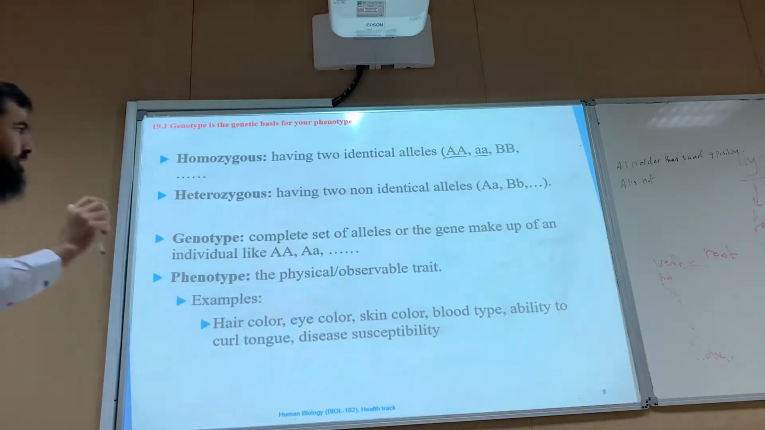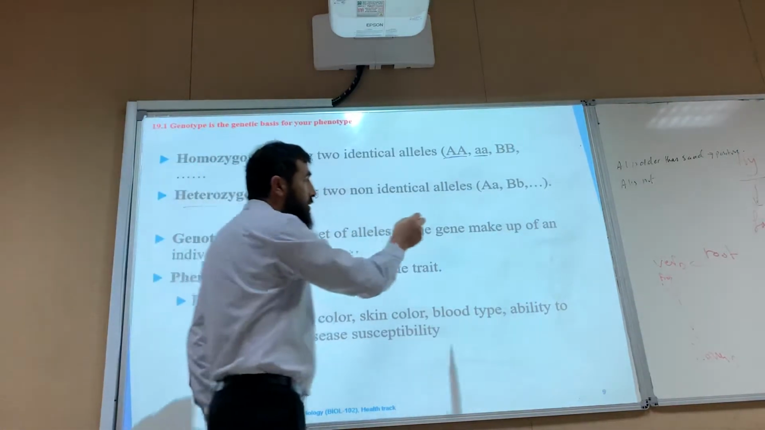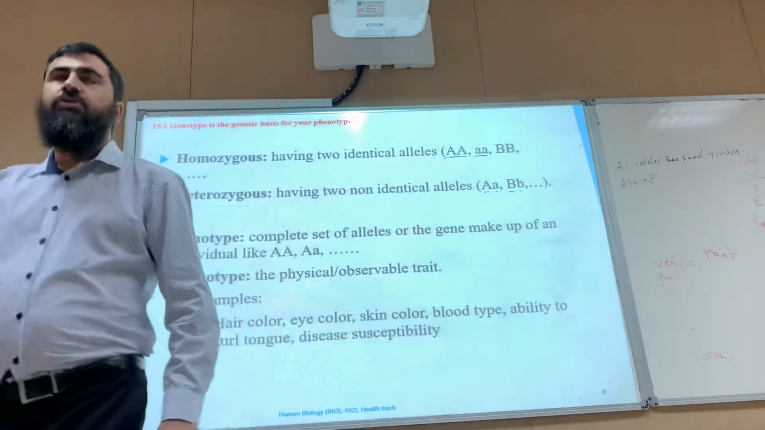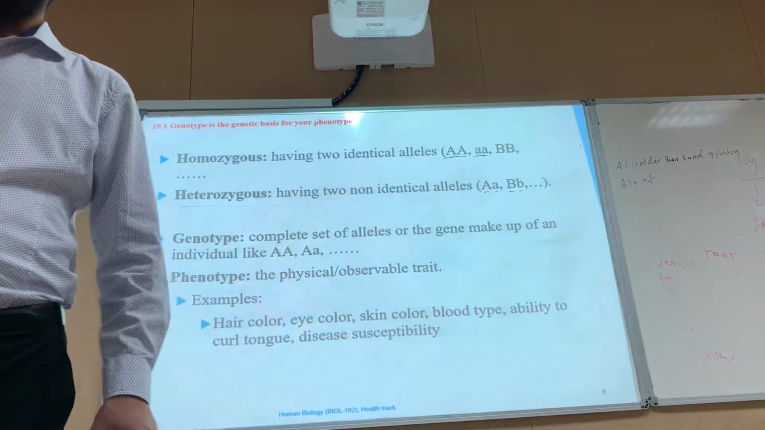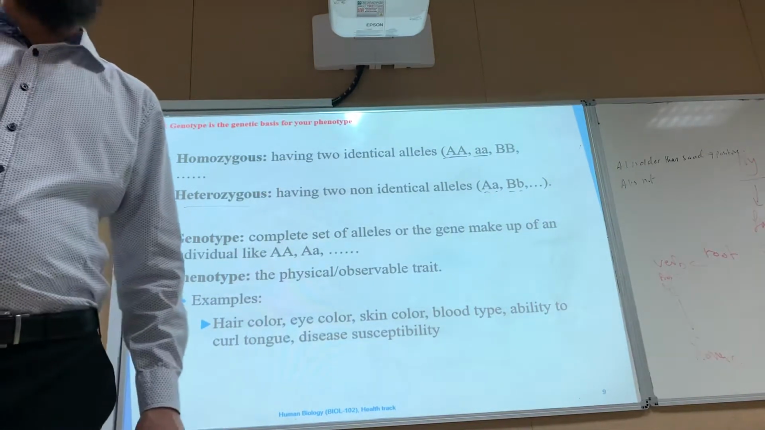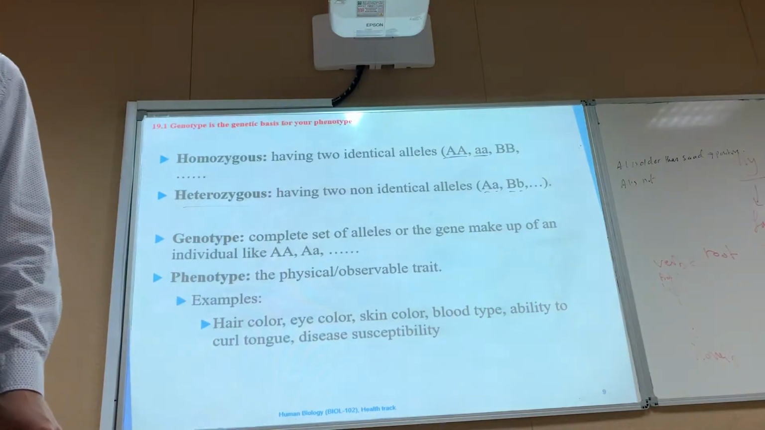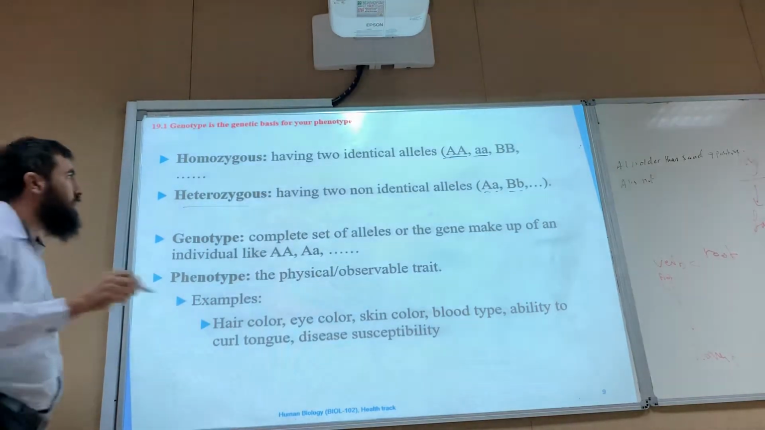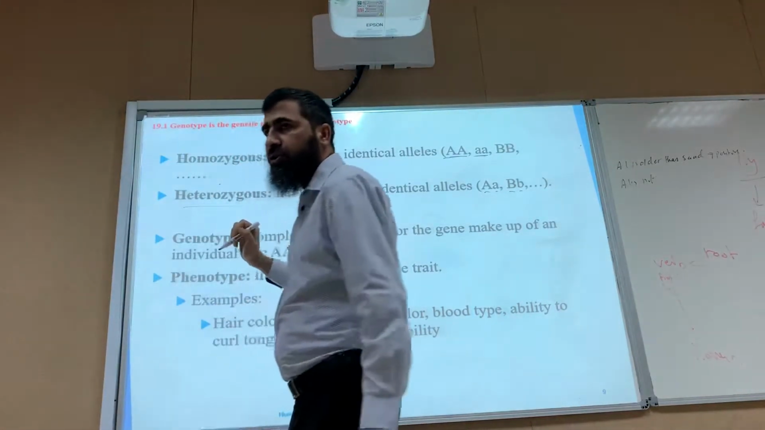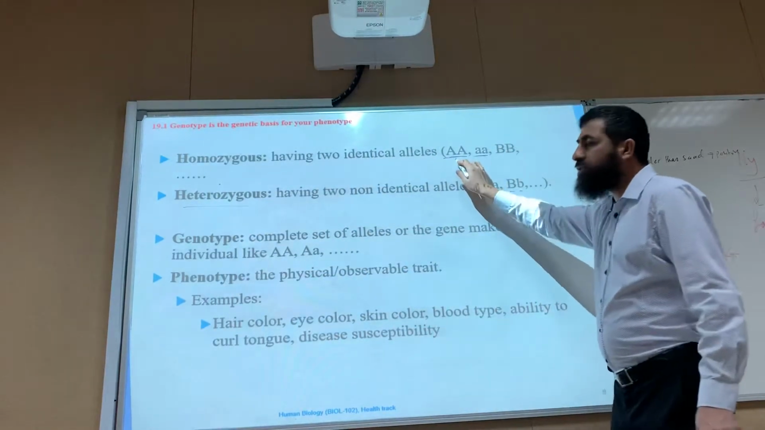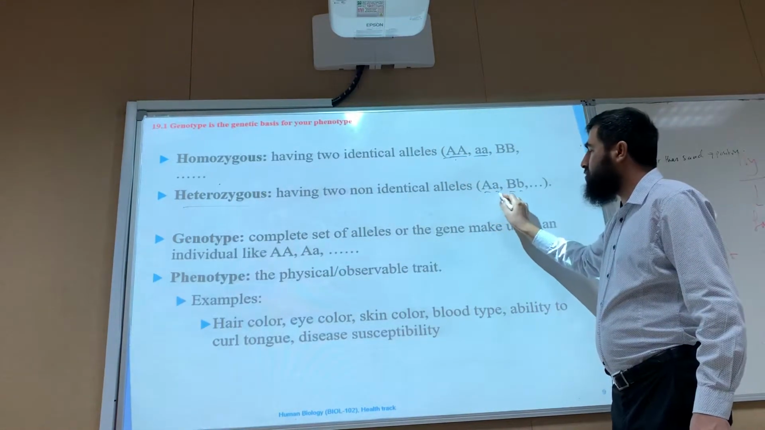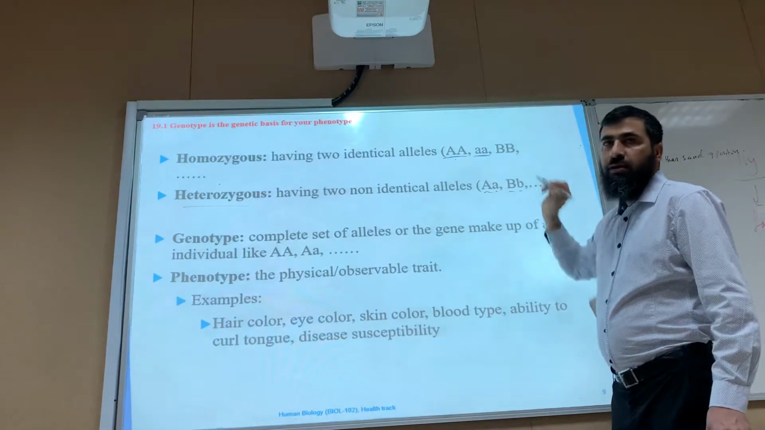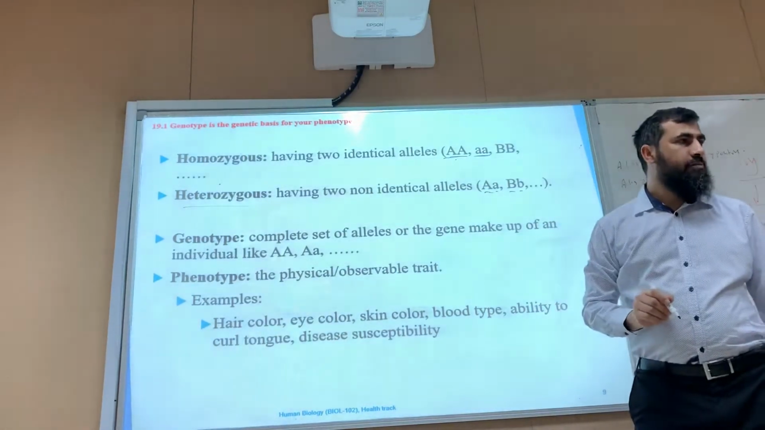When alleles are different, we call it heterozygous, so capital I small i, or capital B small b. So you can be homozygous dominant or heterozygous dominant, but you can only be homozygous recessive. Everybody understand that? So to have the dominant phenotype, you can be either homozygous dominant or heterozygous dominant. But to have the recessive phenotype, you can only be homozygous recessive.